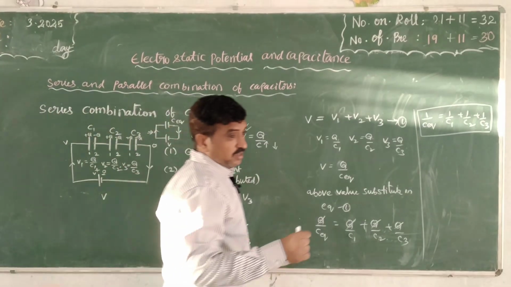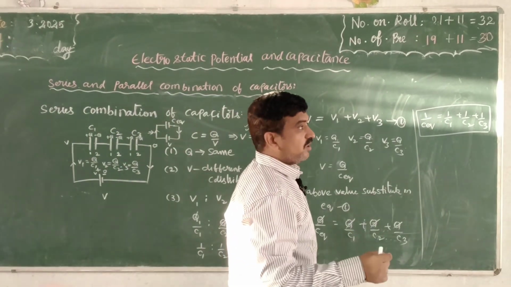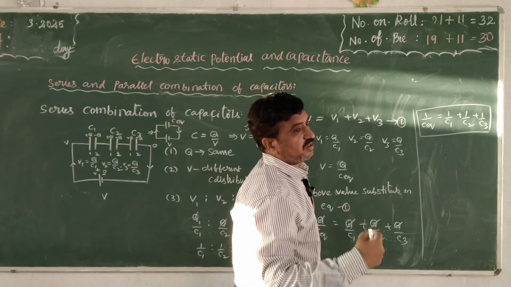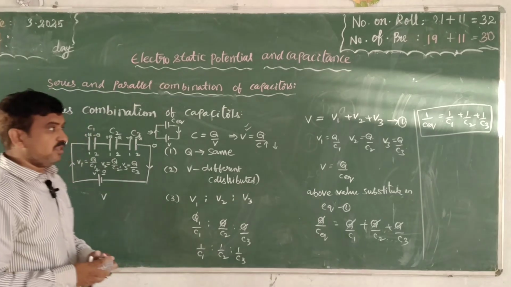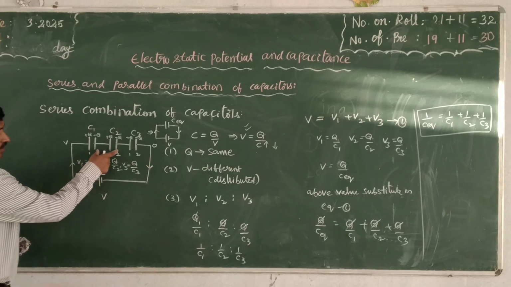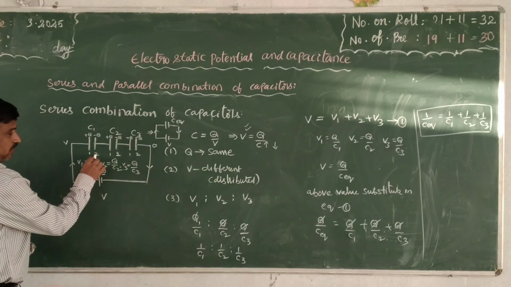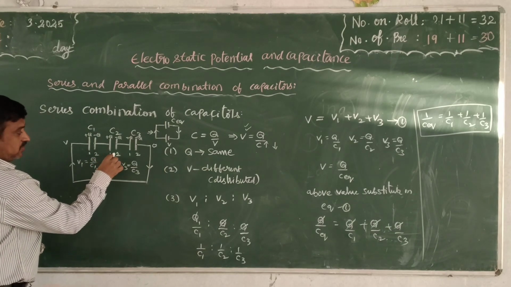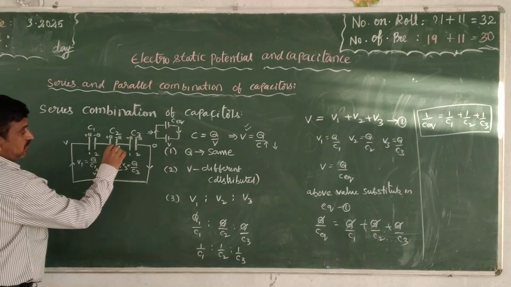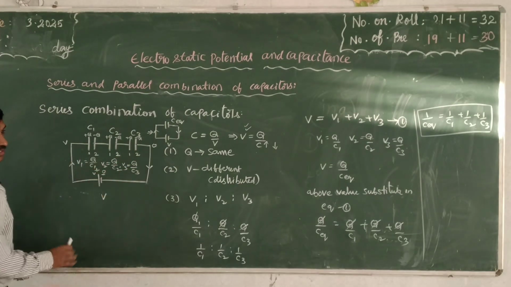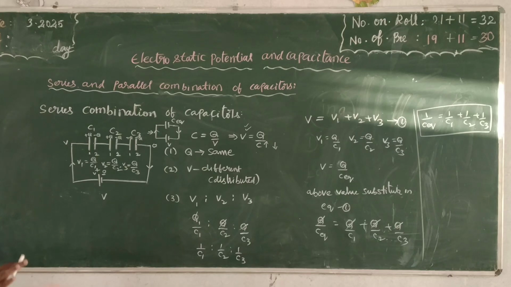It means the reciprocal of the equivalent capacitance is equal to the sum of the reciprocals of the individual capacitances. Now, the series combination of capacitors is an end to end connection. Why? Because the second terminal of the first capacitor is connected to the first terminal of the second capacitor, and the second terminal of the second capacitor is connected to the first terminal of the third capacitor. This combination we call a series combination, an end to end connection.